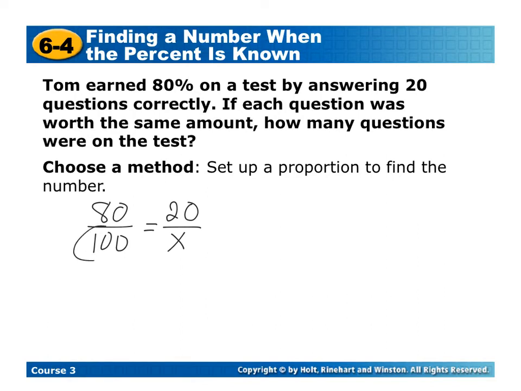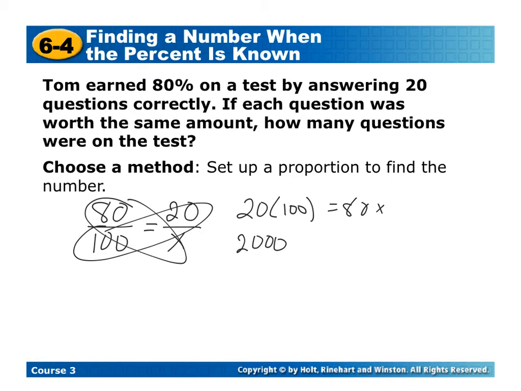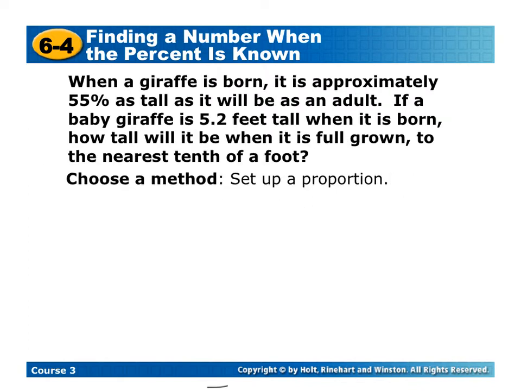So now because we have the proportion, we're going to go ahead and cross multiply. So we have 20 times 100 is equal to 80x. So this becomes 2000 equals 80x. We're going to divide by 80. So we have to undo what's happening to the variable. So we get 25 is equal to x. So in other words, the test that Tom took had 25 questions on it. Now let's look at another problem.